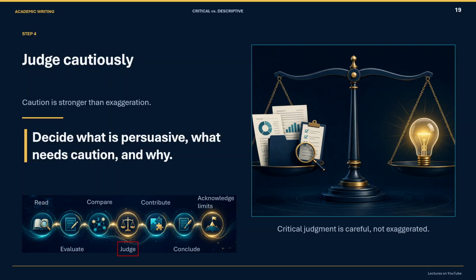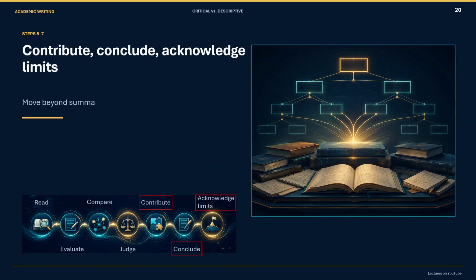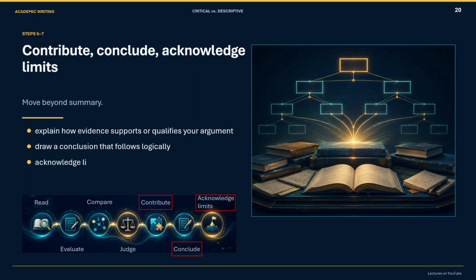Fifth, contribute your own reasoning. Do not end after summarizing sources. Explain how the evidence supports, challenges, or qualifies the argument you are developing. Sixth, conclude logically. Do not introduce an unsupported new claim or make a stronger statement than the evidence permits. Finally, acknowledge important limitations in the evidence, reasoning, or conclusion. This often increases credibility because it shows that you understand the boundaries of your argument.